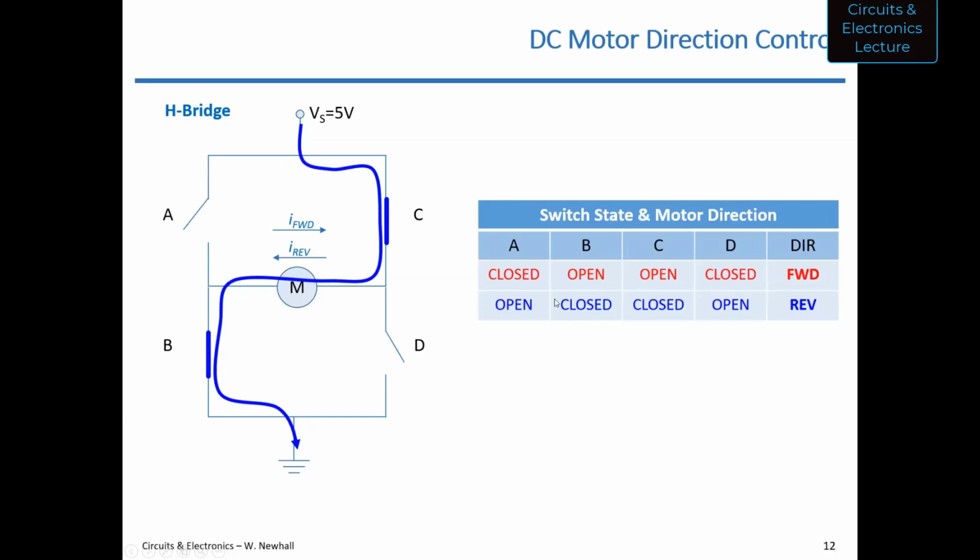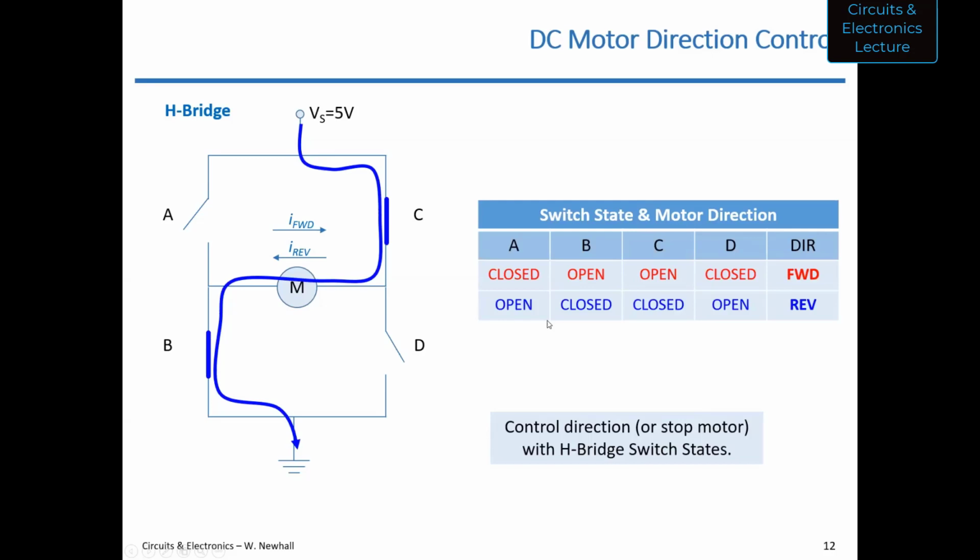Okay, so here's the table. You reverse the state of the switches, and you get the reverse direction happening. Okay, so you can control the direction or stop the motor with the H-bridge switch states.